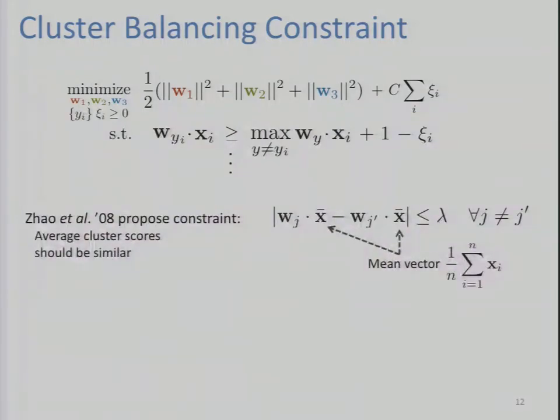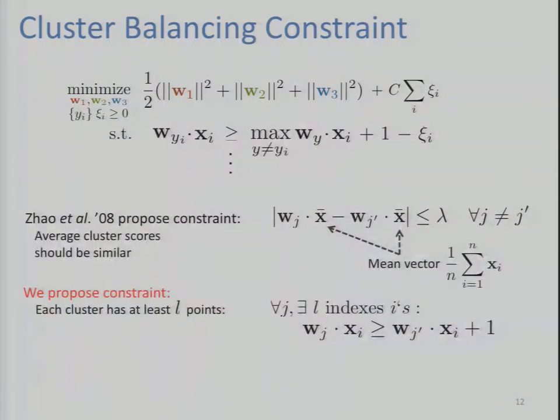So what we propose instead is to enforce the constraint on the membership of the cluster instead of the constraint on the cluster score. So we're going to require a cluster to have a certain number of points. And in our experiment, we're going to set the L here to be 1/3 of the average number of points for each cluster.